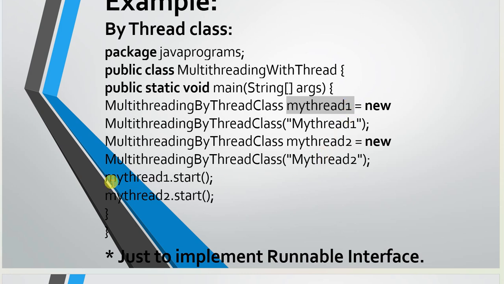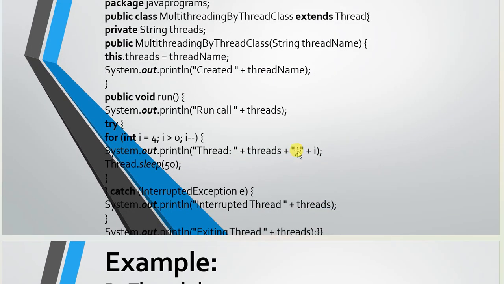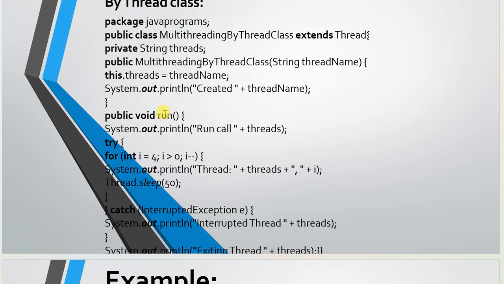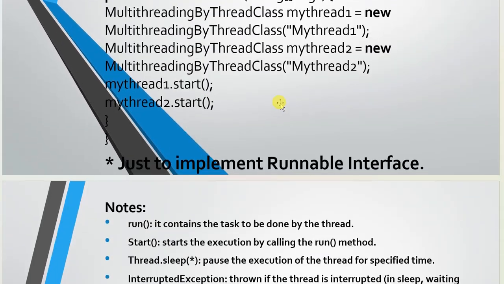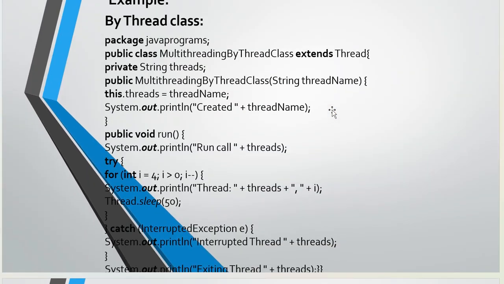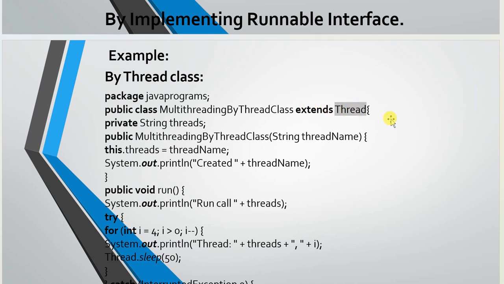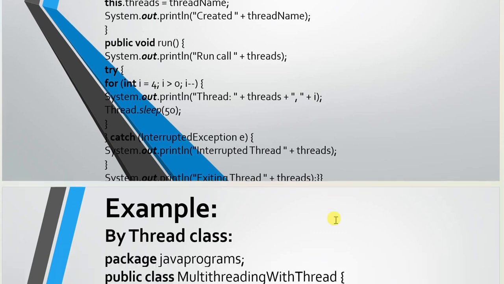Okay, so we are calling the thread 1 dot start method and thread 2 dot start method. So what will happen when we call that start method, it will go here, it will call the run method, and whatever tasks we have defined here, it will execute. Okay, so by implementing the Runnable interface, the same way as we have extended the Thread class, we have to implement the Runnable interface.